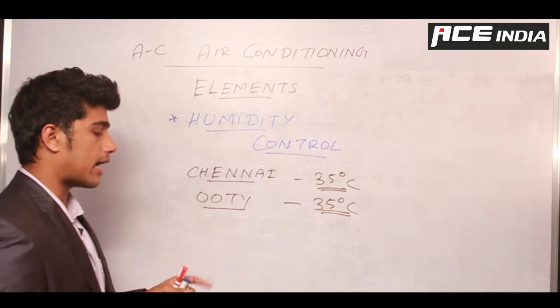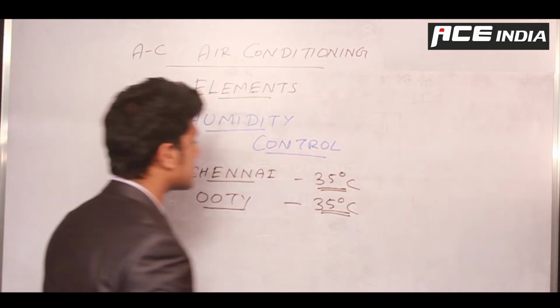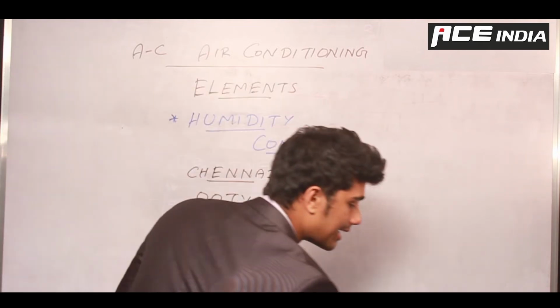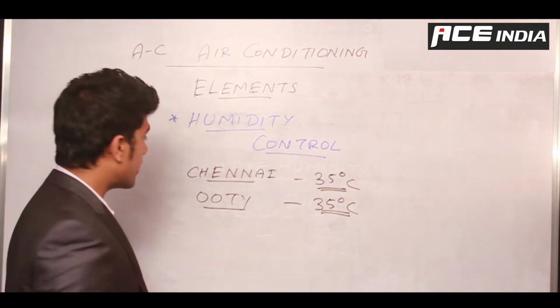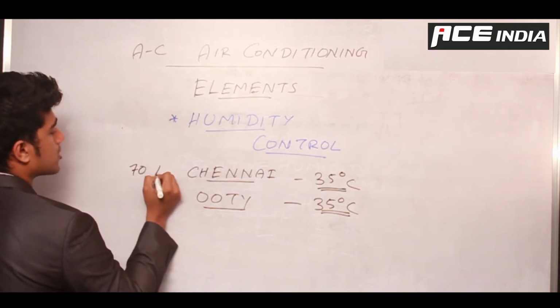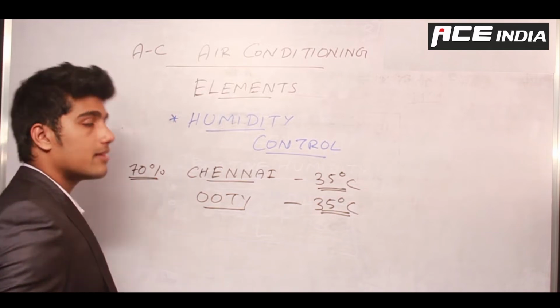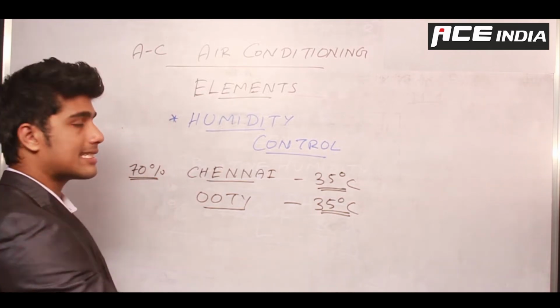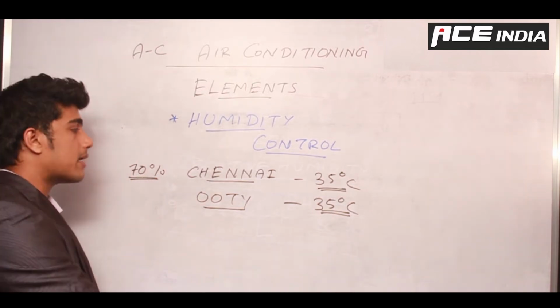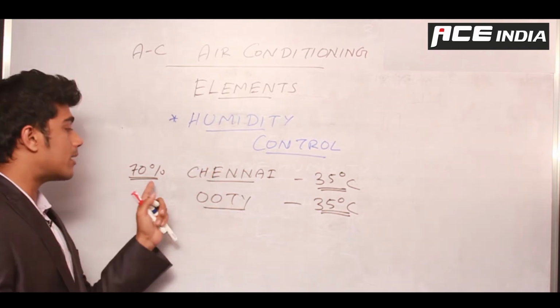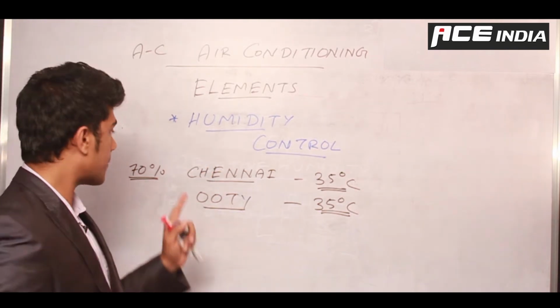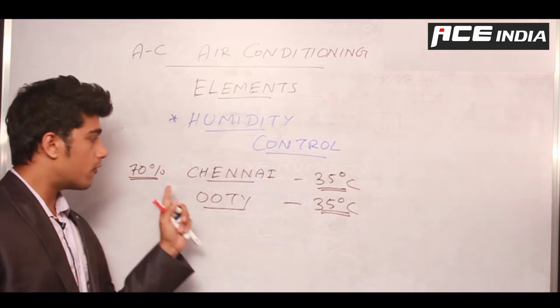Now what is the reason for that? We can understand this by comparing the humidity levels in Ooty and Chennai. In Chennai, the humidity levels can reach up to 70%. The reason for this is because you have the sea nearer to Chennai. That means a breeze will be bringing in a lot of humidity or water vapor content, which will increase the RH level inside Chennai. This is closer to the maximum, which is 100.